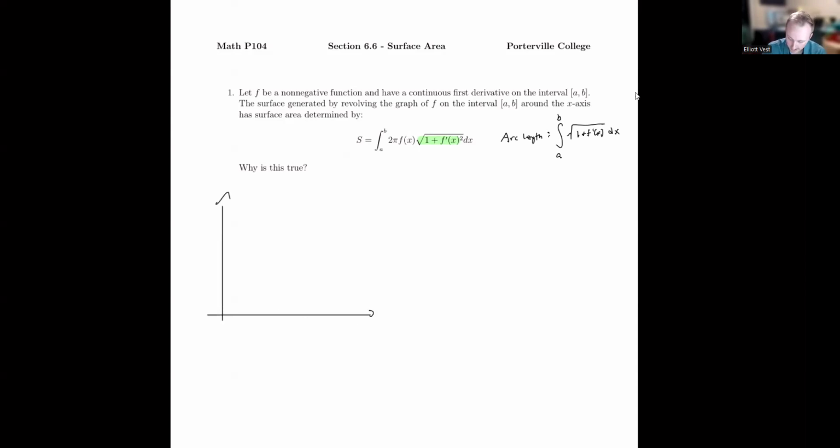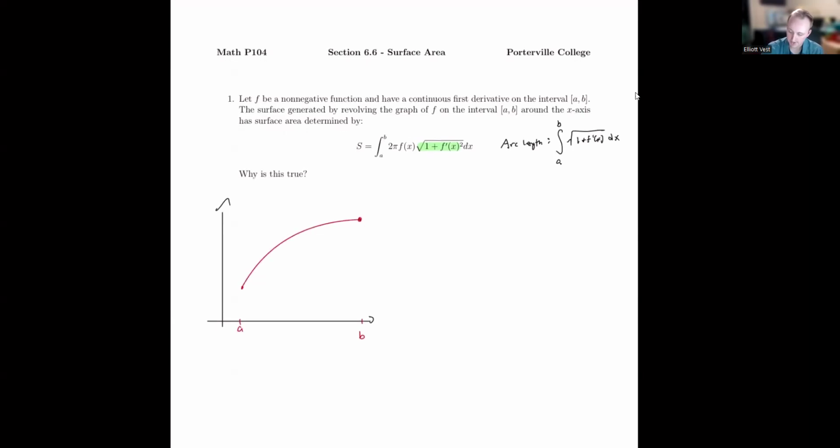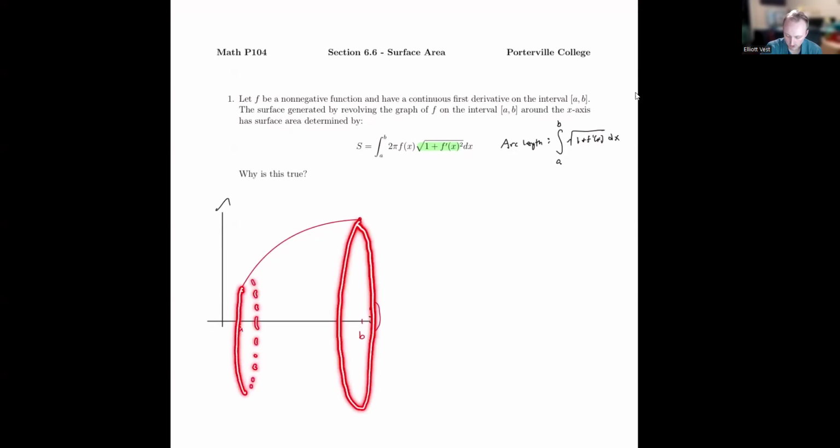So again, let's create some random curve like this, and let's say it's from some a to b, like so. And again, we're rotating around the x-axis here, so let's put a little rotating arrow like so. Your corresponding shape, when we rotate this curve around the x-axis, will probably look like some sort of bowl, like that, right? And we will want to know what the surface area of this is. The surface area is somehow determined by the length of this curve times something.